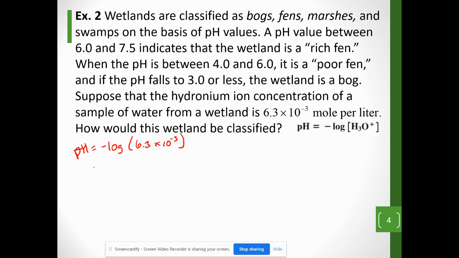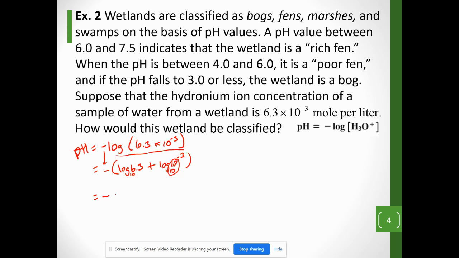So my pH value is going to be a negative. I'm keeping that negative there. See that? But now I have a log and a multiplication. So I'm just going to expand this as log of 6.3 plus, because it was times, log of 10 to the negative 3. Now, I said before that when we don't have a number, the base is 10. But we learned a rule that log base 10 of 10 to the negative 3 simplifies. So remember, we learned that rule.